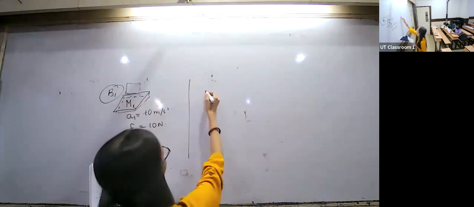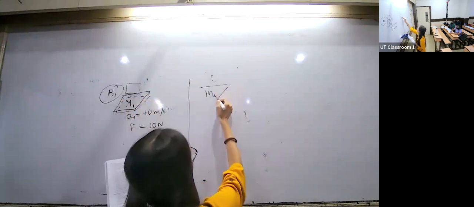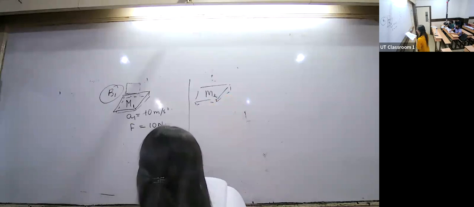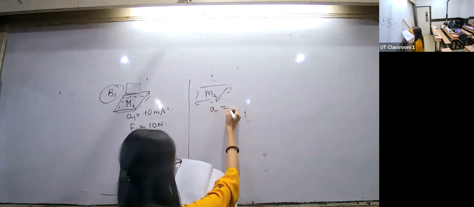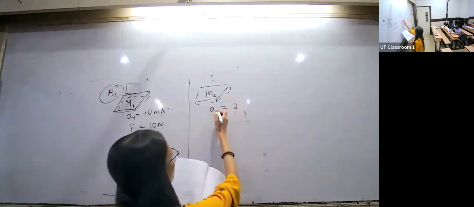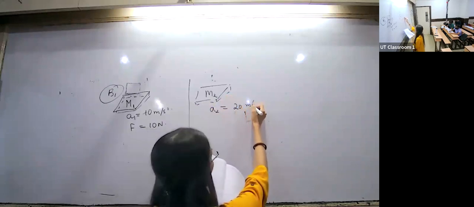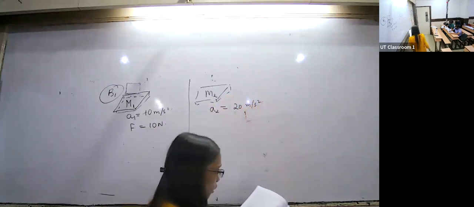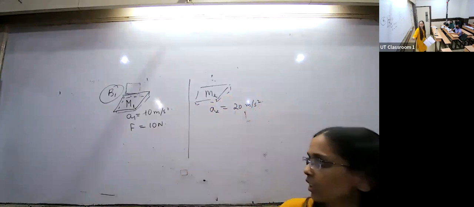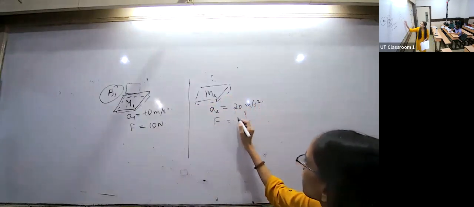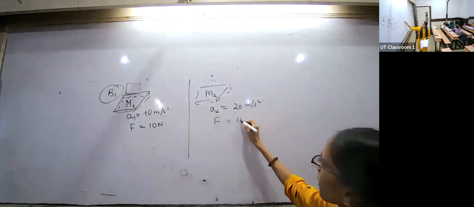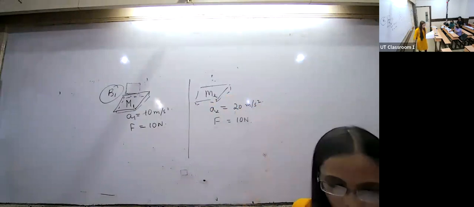Another block of mass m2. So there is another block m2. It accelerates. The acceleration A2 of block 2 is 20 meter per second square. When the same force acts on it, the force in this case is again 10 Newton.